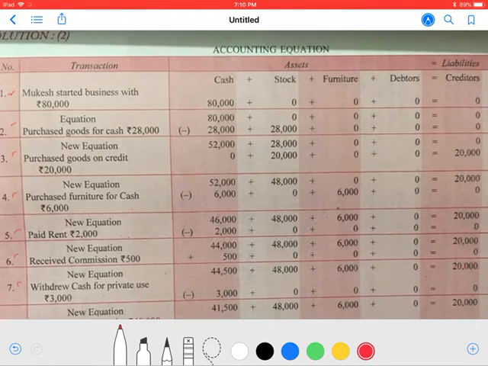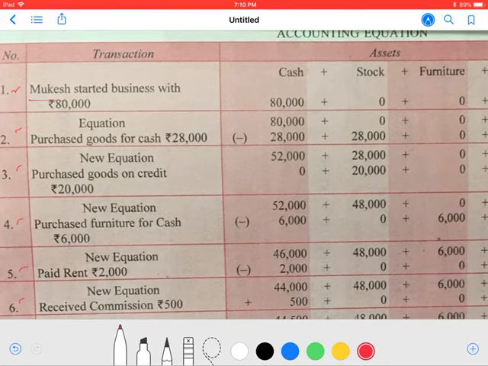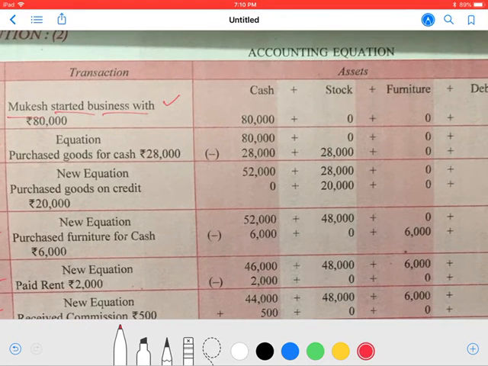Okay, so first transaction is Mukesh started business with rupees 80,000. So Mukesh has started a business means Mukesh has invested some amount in the form of cash in the business. So the value of cash has been increased. So we have to write like cash 80,000. And every transaction should affect at least two accounts.